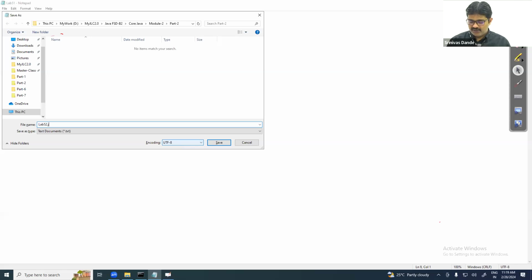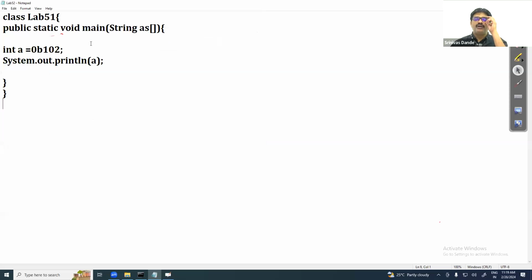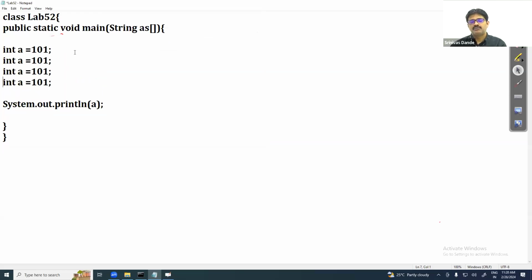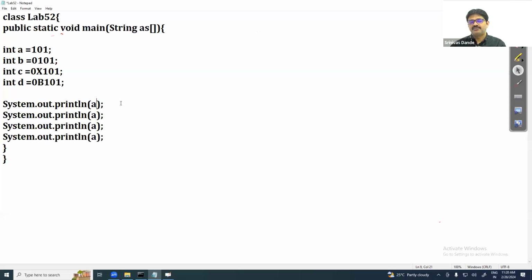52, one last lab about all in one. We'll keep all in one. 52. 101 is what, guys? I'll represent 101 in all of these: A, B, C, D. 101 is decimal. If I keep 0 before that, octal 101. If I keep 0x, hexadecimal. If I keep 0b, binary. Now, you tell me the output of this program. Tell me the output.